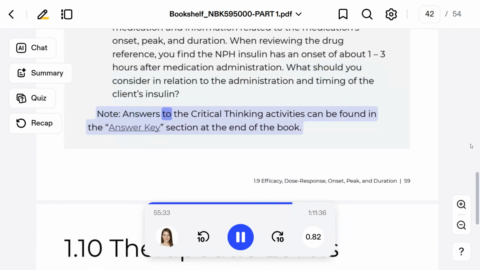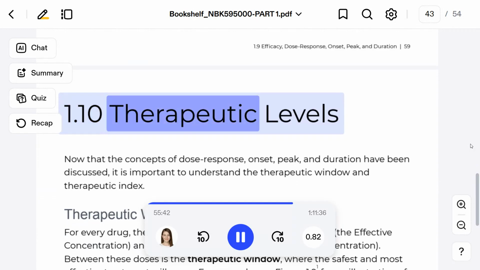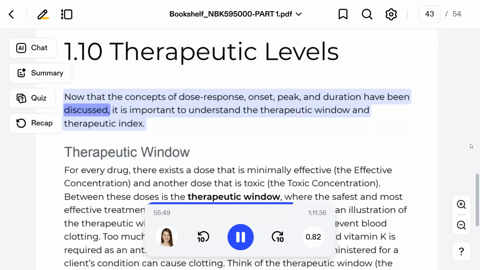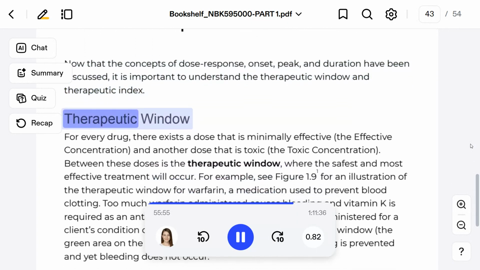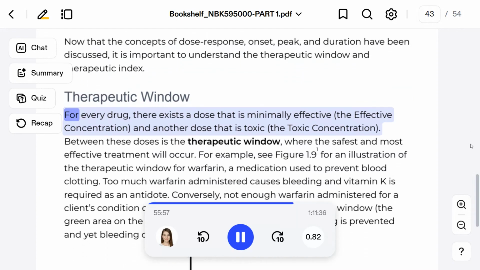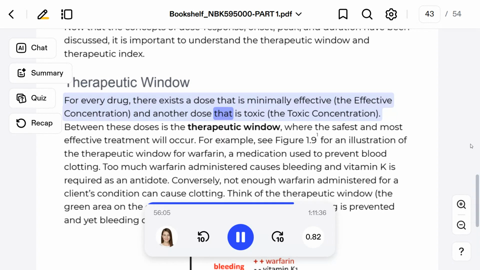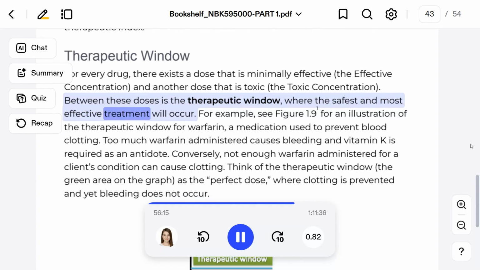Note: answers to the critical thinking activities can be found in the answer key section at the end of the book. 1.10 Therapeutic Levels. Now that the concepts of dose response, onset, peak, and duration have been discussed, it is important to understand the therapeutic window and therapeutic index. Therapeutic window. For every drug, there exists a dose that is minimally effective and another dose that is toxic. Between these doses is the therapeutic window, where the safest and most effective treatment will occur.